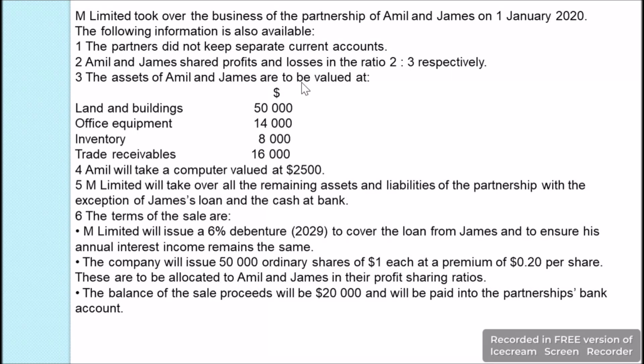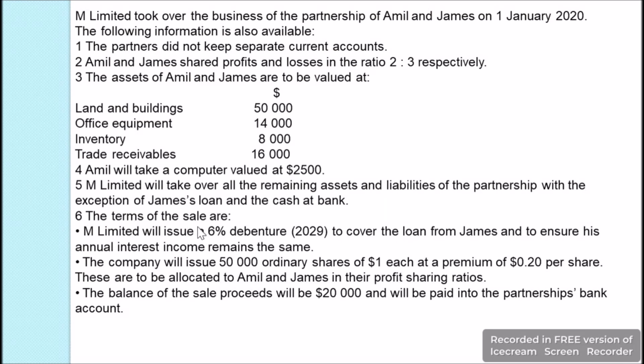The assets of Amel and James are valued at: land and building $50,000, office equipment $14,000, inventory $8,000, trade receivables $16,000. Amel will take a computer which has a value of $2,500. M Limited will take over all the remaining assets and liabilities of the partnership, with the exception of James's loan and the cash at the bank.